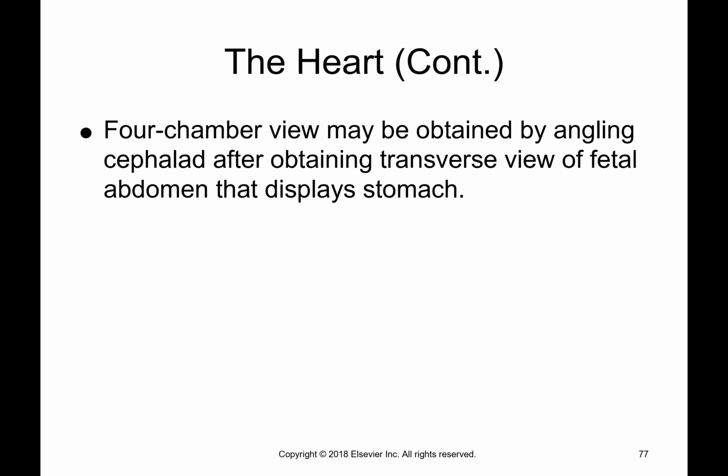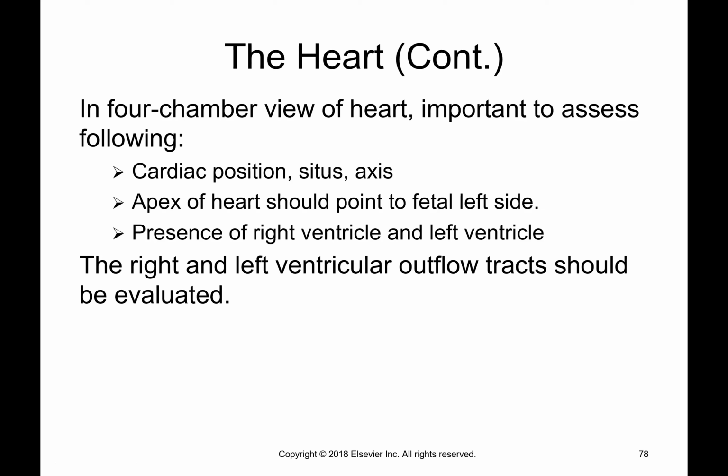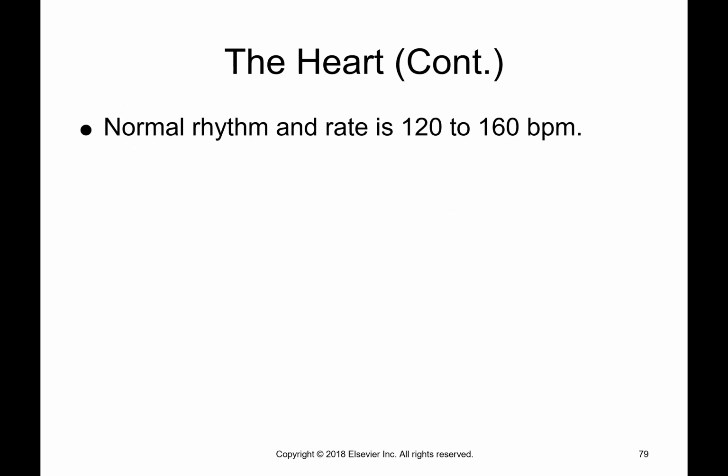So the four chamber view may be obtained by angling cephalad after obtaining a transverse view of the fetal abdomen. And what we're looking for with the four chamber view, we want to make sure that the situs and axis is correct. The apex of the heart should point towards the left side. The presence of the right ventricle and left ventricle are there. We need to evaluate the outflow tracts, take a heart rate, which the normal rhythm is 120 to 160.